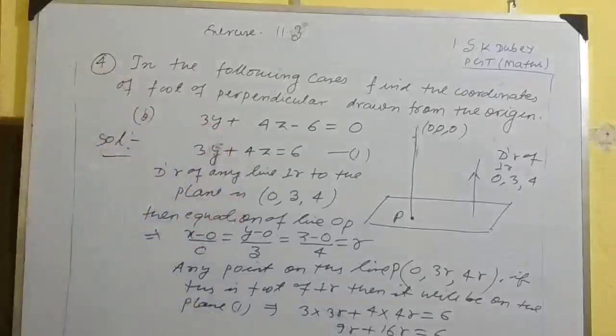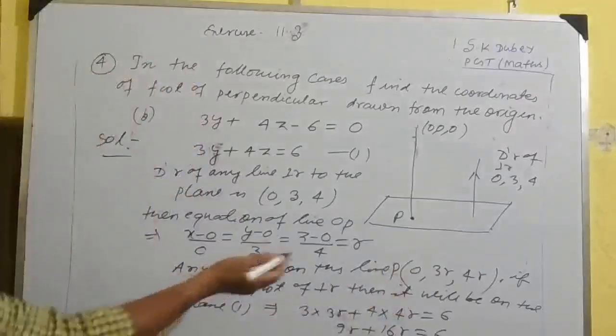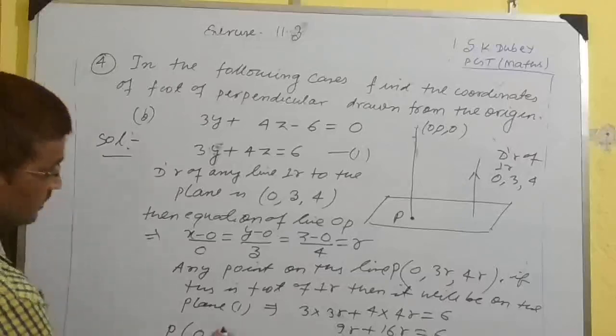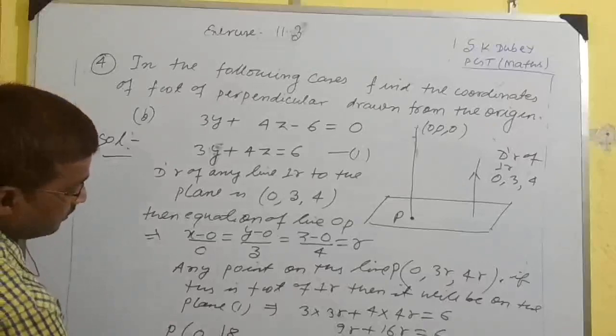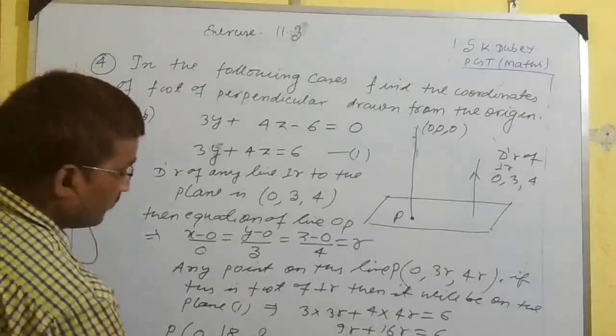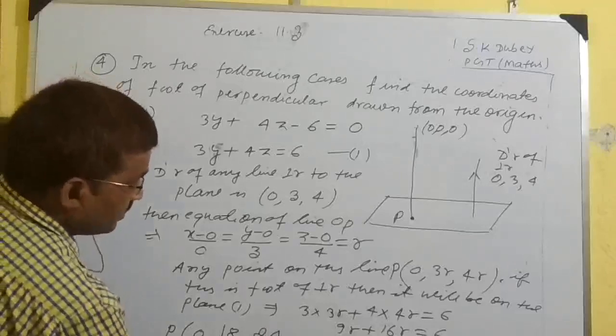Now foot of perpendicular is P, and the coordinate of P is 0, 3r, where r is 6 by 25. 3r is 18 by 25, and 4r will be 24 by 25.